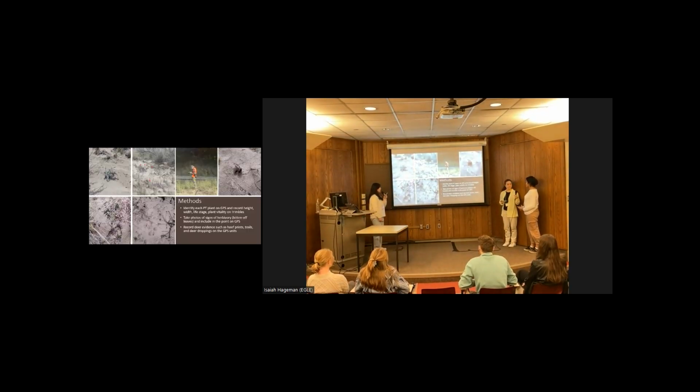To conduct this research, we identified each pitcher's thistle with flags, and we put their information on the GIS. The information included plant width, height, life stage, and plant vitality. We also found evidence of deer, such as hoof prints, deer trails, and deer droppings, and we also put them in the GIS.